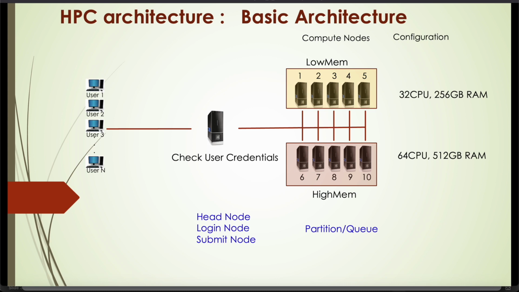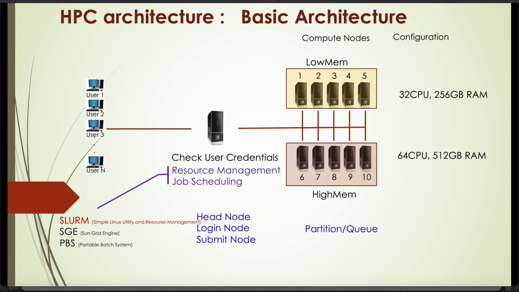The other purpose associated with this head node is to run resource management and job scheduling software. This software is very different depending upon which cluster you are accessing. Some clusters have Slurm, which is a simple Linux utility and resource management software. Some have SGE, which is Sun Grid Engine, PBS, Portable Batch System, Torque, and many others. So this is really crucial. If you're trying to access any cluster, the first thing you need to understand is what kind of resource management and job scheduling software is running on that cluster. Based on that, you will be using different sets of commands to access the resources.